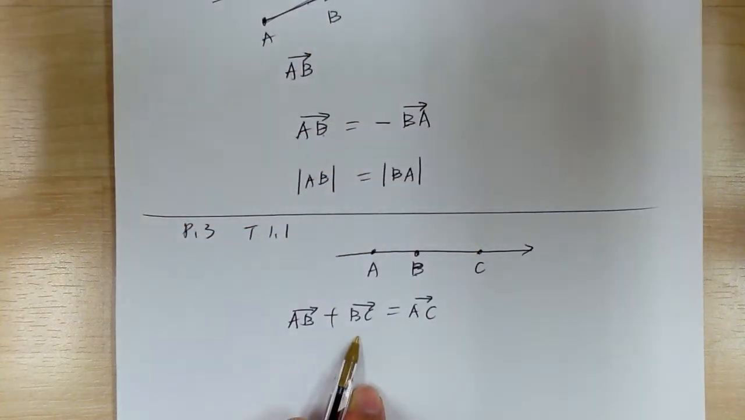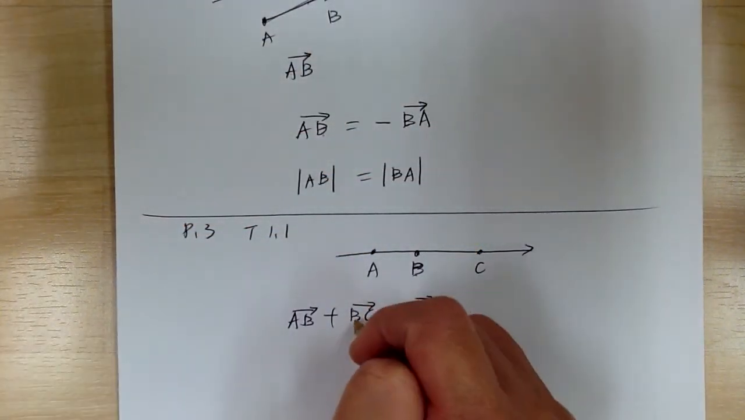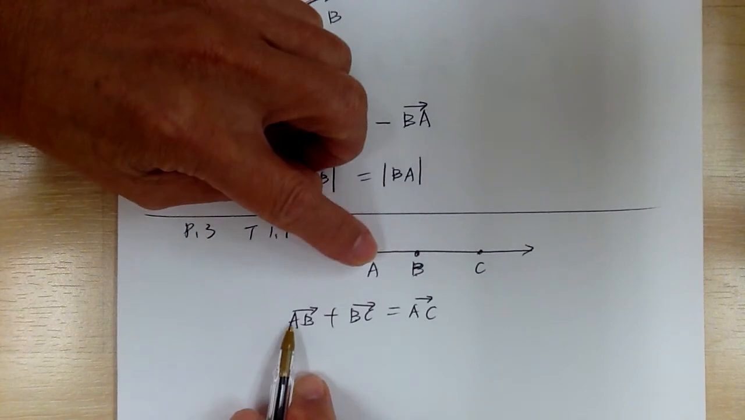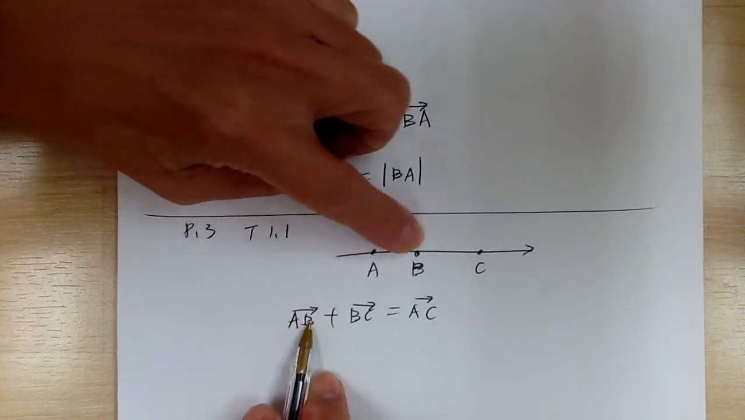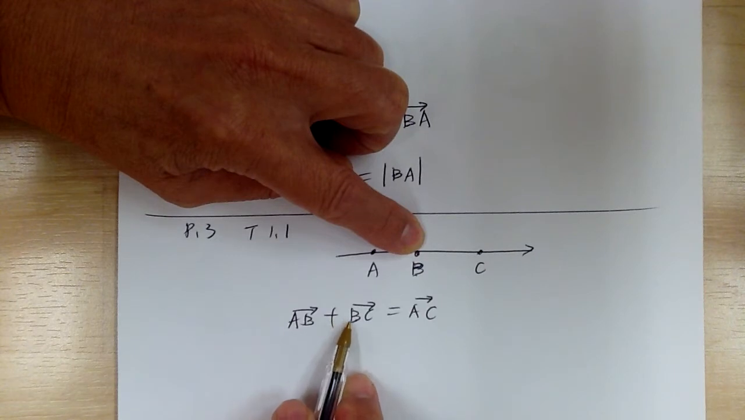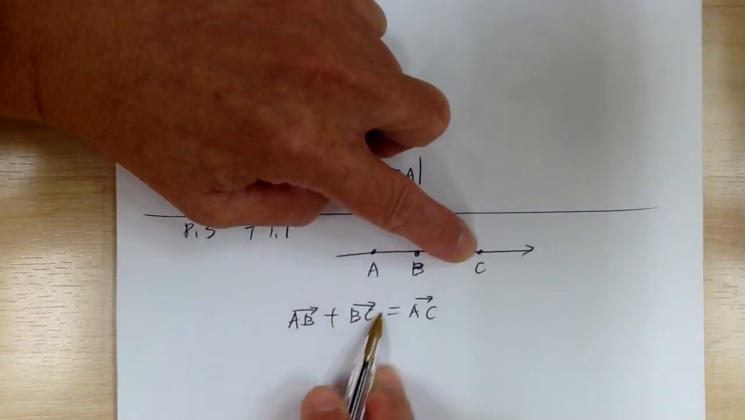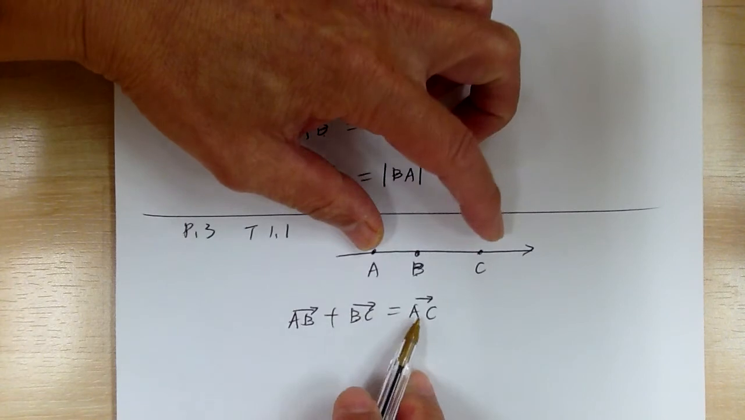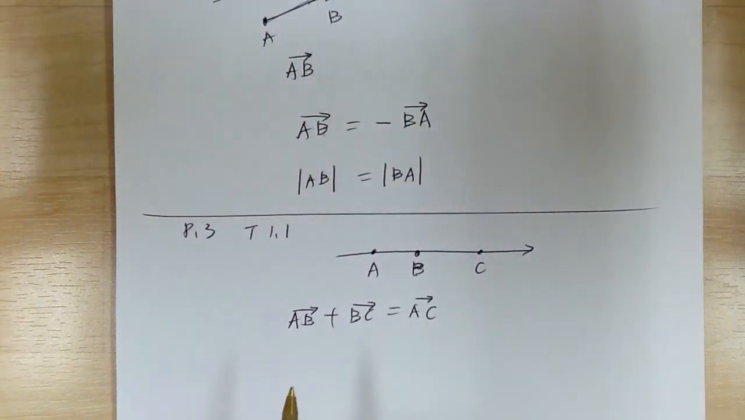So this is how you add directed line segments. What it simply means is if you start at point A, you go to B, and then addition means continue. So from point B, you go to C. When you add this together, it's the same as going from A to C. Right? So they're the same. That's what it's saying.